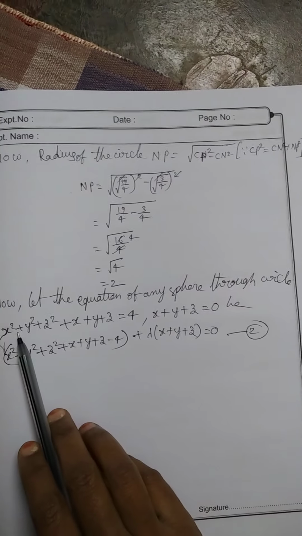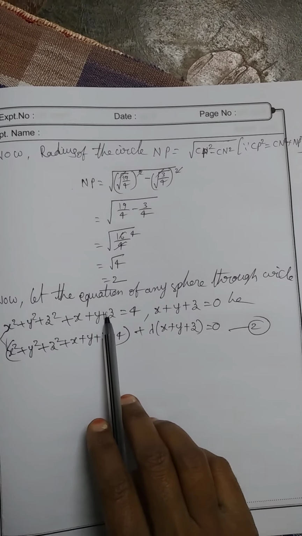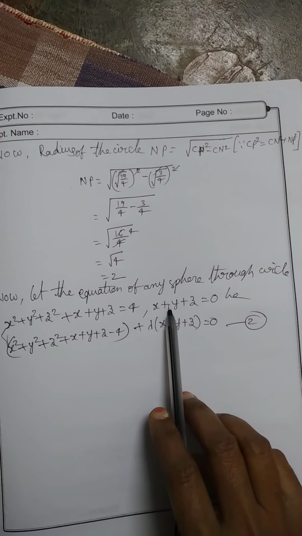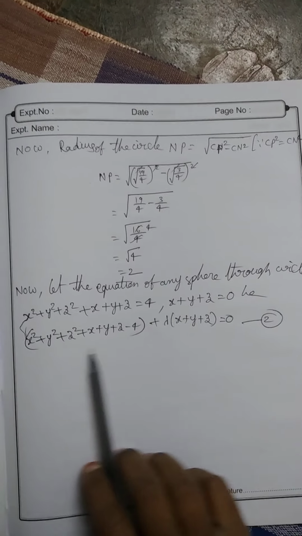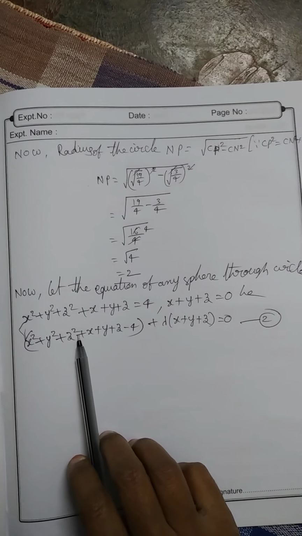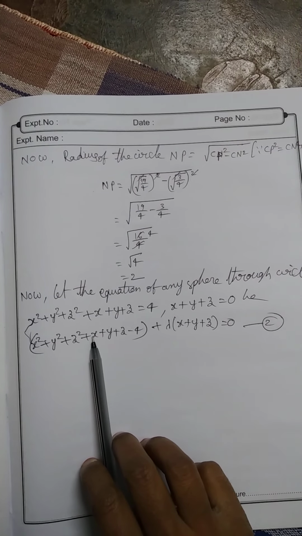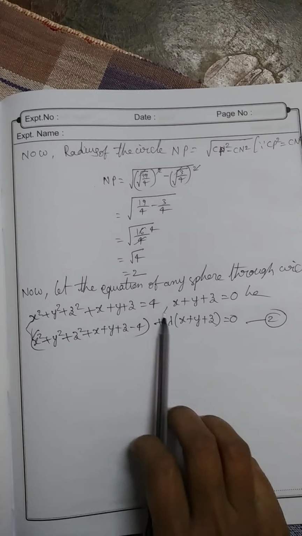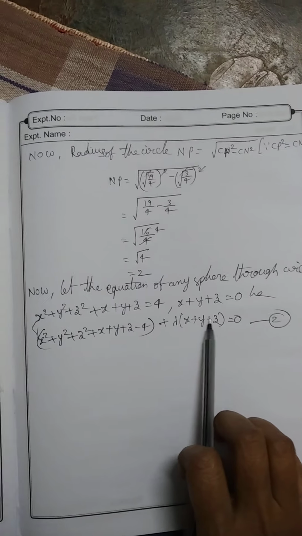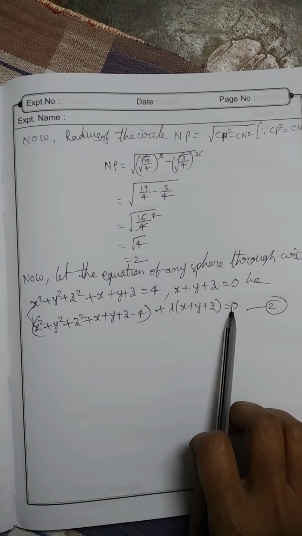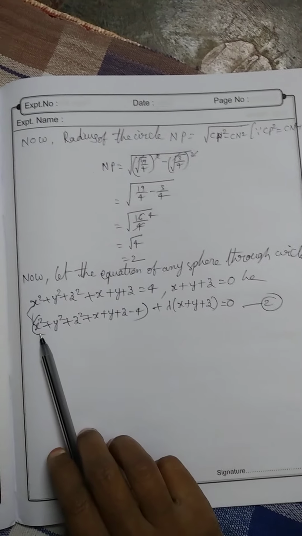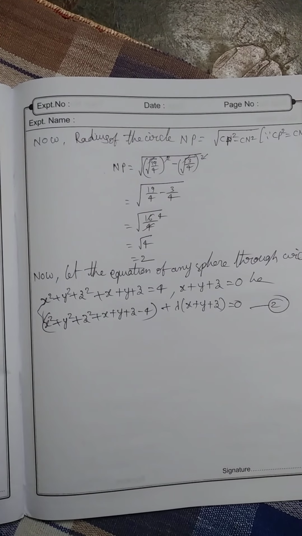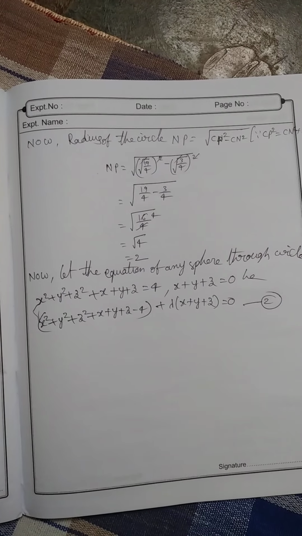let the equation of any sphere through the circle x square plus y square plus z square plus x plus y plus z equal to 4 and x plus y plus z equal to 0 be x square plus y square plus z square plus x plus y plus z minus 4 plus lambda into x plus y plus z is equal to 0. By simplifying and writing in order, we will get the sphere equation in terms of lambda.